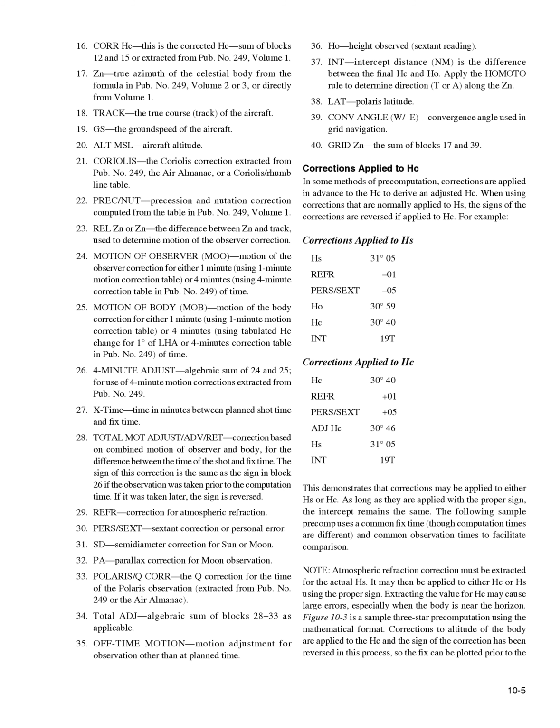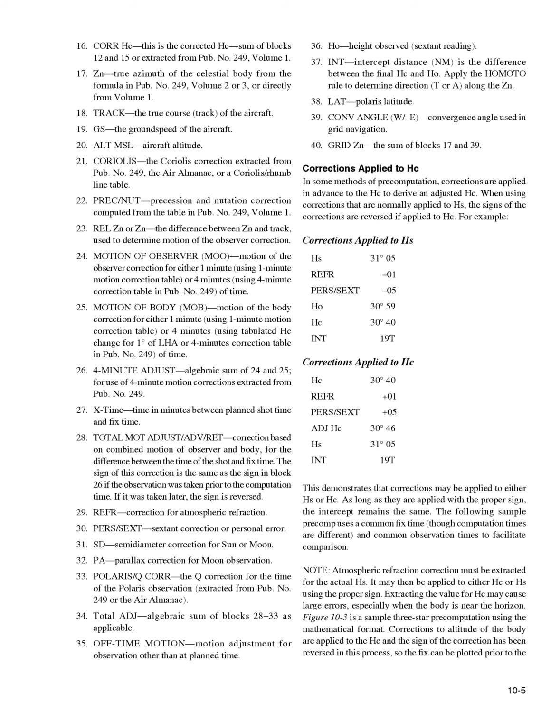28. Total MO adjust/MOB/Ret: correction based on combined motion of observer and body, for the difference between the time of the shot and fixed time. The sign of this correction is the same as the sign in block 26 if the observation was taken prior to the computation time. If it was taken later, the sign is reversed.